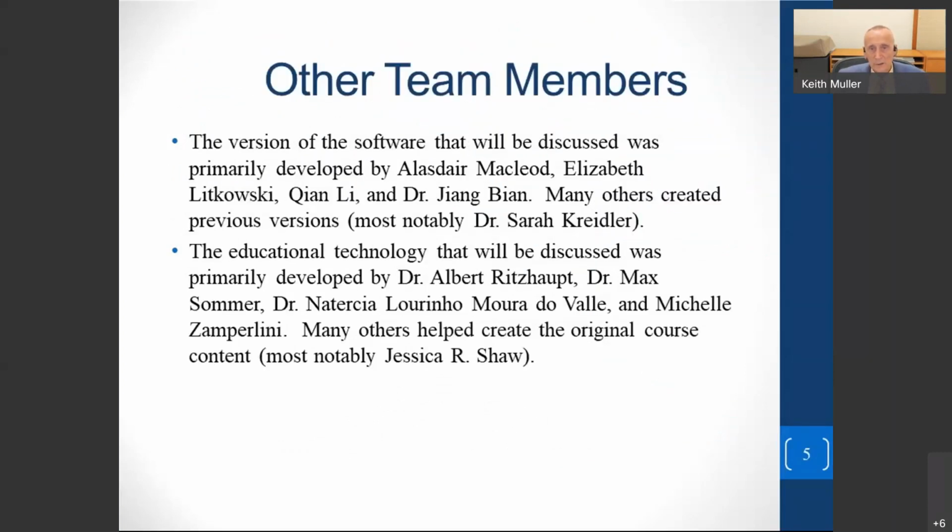I also need to acknowledge, and Deb and I need to acknowledge, the team members who've played so many different important roles. Alistair McLeod is a software engineer that's led the current version of the software you'll hear about, and you can see the other names associated there, particularly Dr. Sarah Kreidler. The educational technology that we're going to mention and not present today was led by Dr. Albert Ritzhaupt during the development process, along with many students and others.